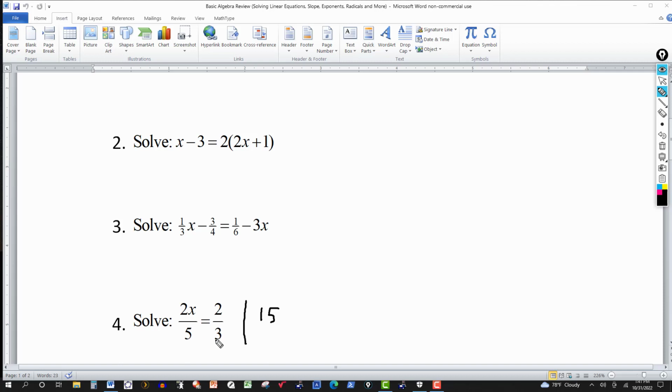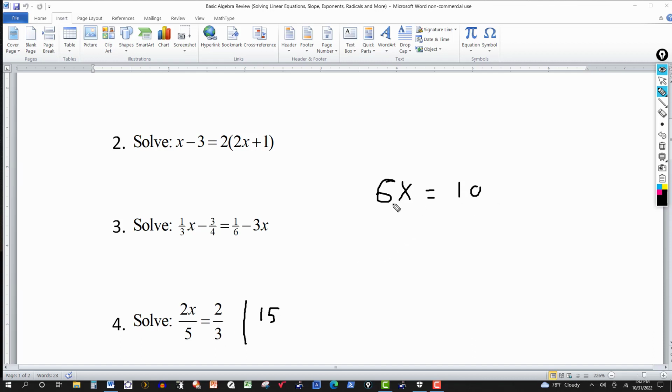So now I go this way. And I could put that 15 over 1. But if I do it this way, 5 into 15 is 3. And then 3 times 2x is 6x. And that's going to equal 2. Okay, now the right side, 3 goes into 15. I can go 2 times 15 is 30, divided by 3. Or I can go 3 into 15, it's 5, times 2 is 10. Same thing, see, 3 times 15 is 30, divided by 3 is 10.